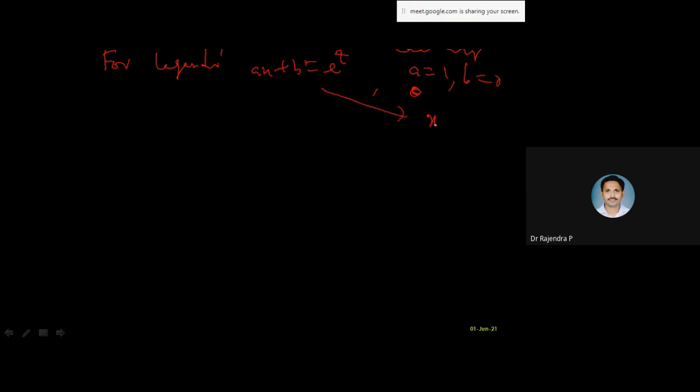So what we learned here: for Legendre's, the substitution we take is ax plus b is equal to e power z. When it comes to Cauchy's, simply a is equal to 1 and b is equal to 0, so in that case I will get x is equal to e power z.